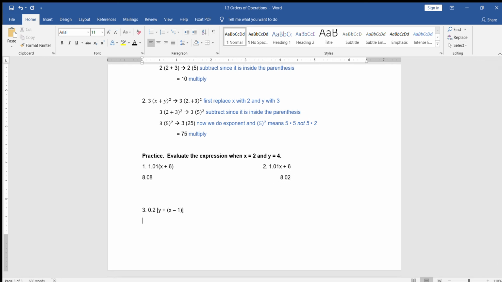Number 3, first thing first, subtract x minus 1, which is 2 minus 1 is 1, plus 4 is 5, and 0.2 times 5 is actually 1. Hopefully you got these 3 answers, 8.08, 8.02, and 1 on your practice.